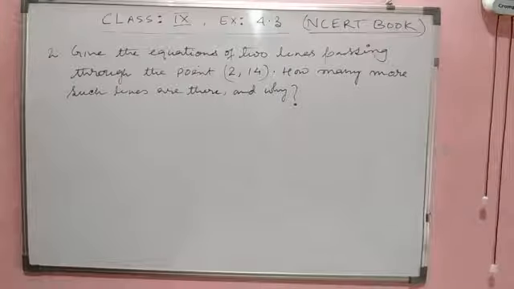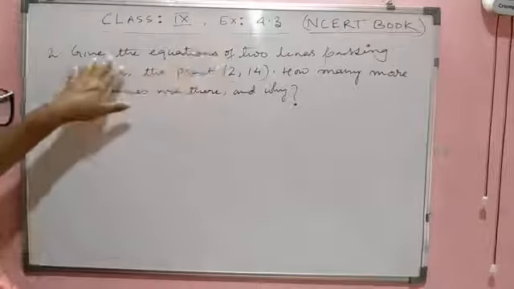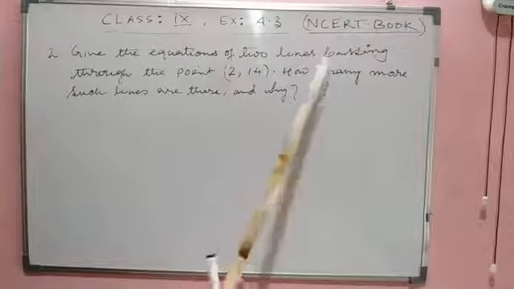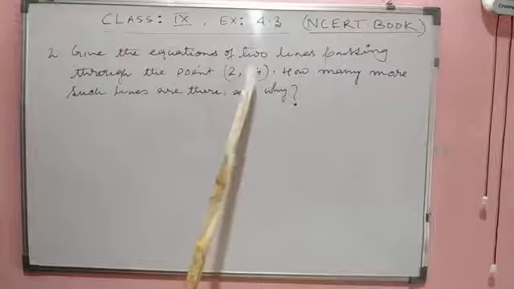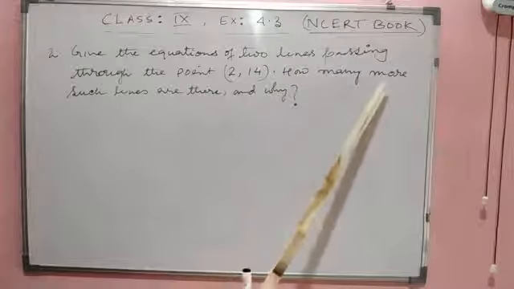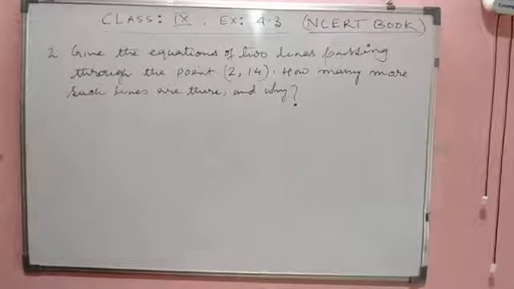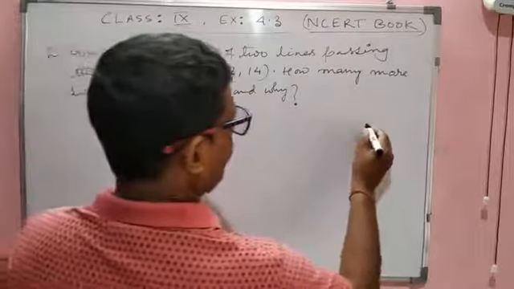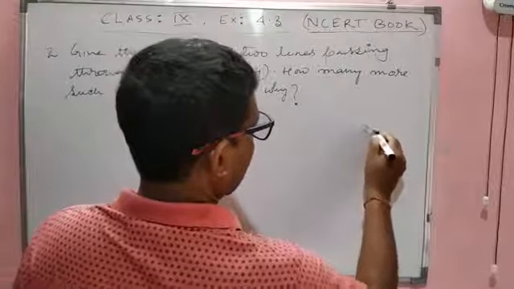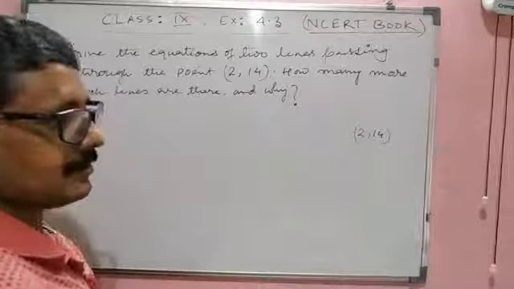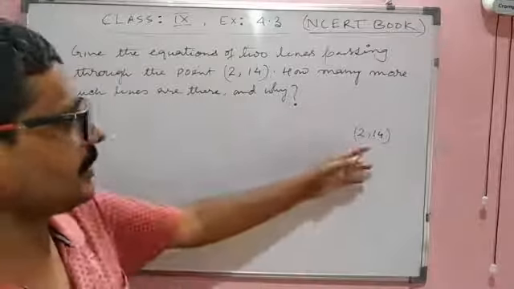Okay, see question number 2 of this exercise. Give the equation of two lines passing through the point (2, 14). How many more such lines are there, and why? So here one point is given, (2, 14). So we have to write two equations passing through this point.